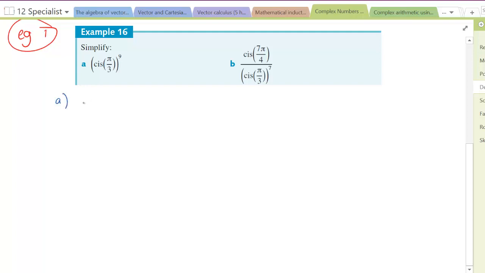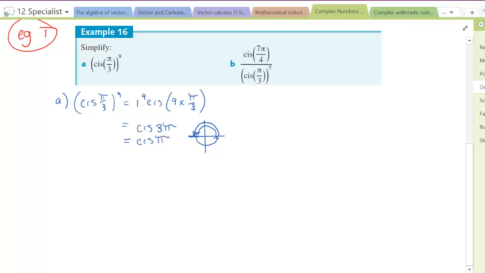We have cis pi on 3 raised to the power of 9, which will simply be, because there's nothing in front, it means it's a 1. So we have 1 to the power of 9, cis 9 times pi on 3. And so here we just get cis 9 pi on 3, which is 3 pi. Now this 3 pi is not within the given domain. It's not between negative pi and pi. So 3 pi, that's 1, 2, 3 pi. So it's coterminal with pi and negative pi. So we can say this is cis pi. So a nice simple simplification there.